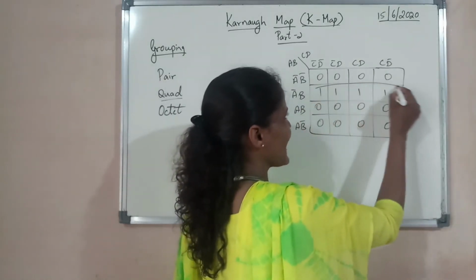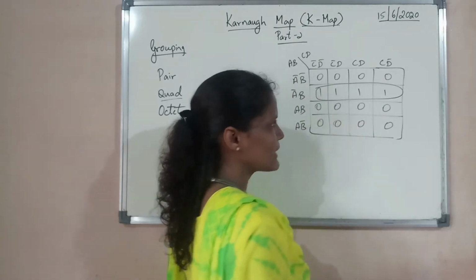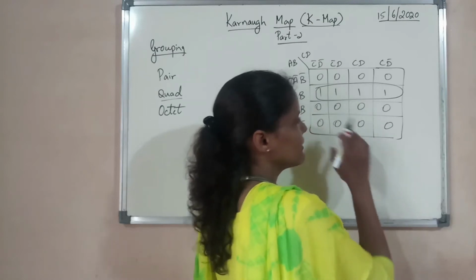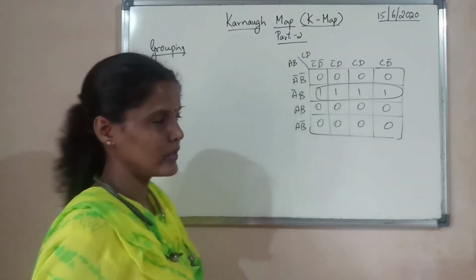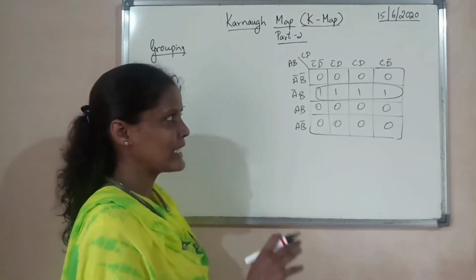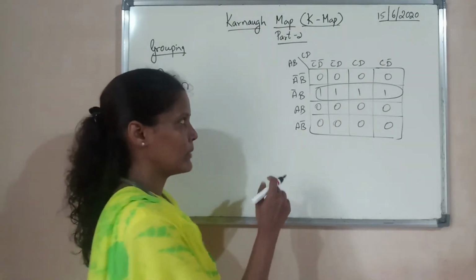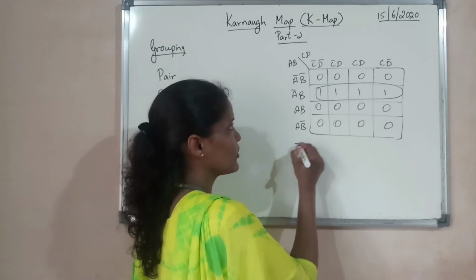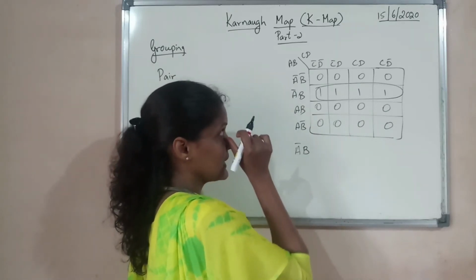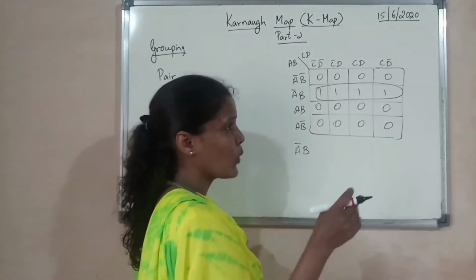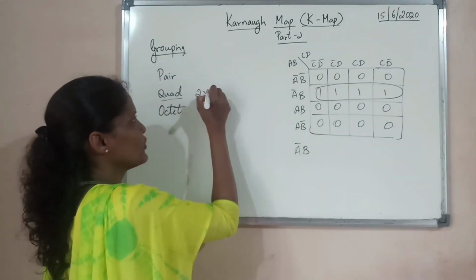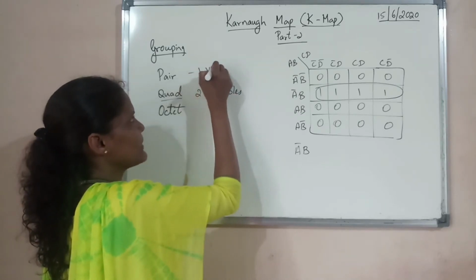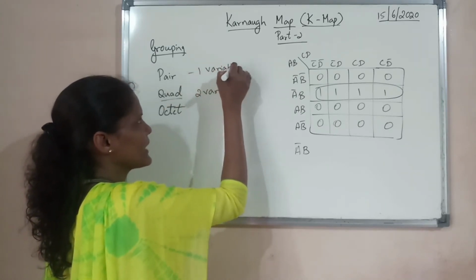So we are going to encircle those four adjacent ones for the identification of a grouping. This is one group which contains four adjacent ones in a horizontal manner. Now let us write the expression for this particular example. Here this contains only one particular row, that is A bar B. So in a quad, two variables are eliminated. Quad eliminates two variables, pair eliminates only one variable.